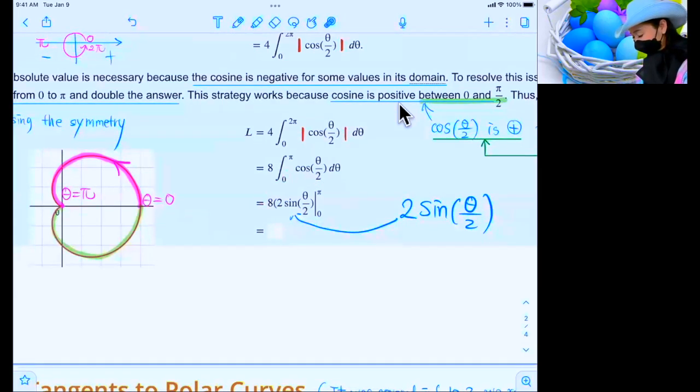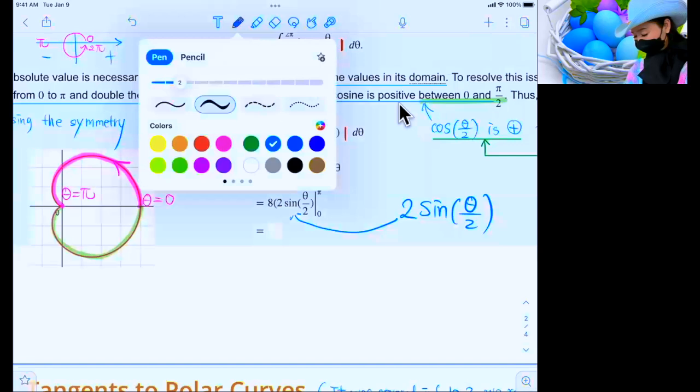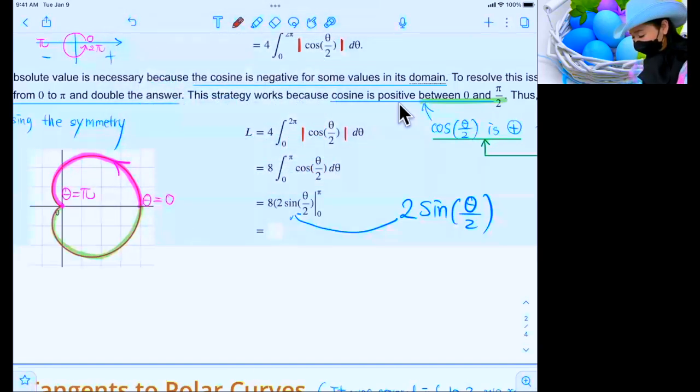Okay, can you guys finish this? What does this equal to? It should be an integer. Now, some of you might have a question about why I get from this step to this step. Why this one here is 4 and here it suddenly becomes 8, right? It doubled. The reason is because this integral here from 0 to 2 pi is actually double the integral from 0 to pi. Okay, because of the symmetry of the pink and the green.